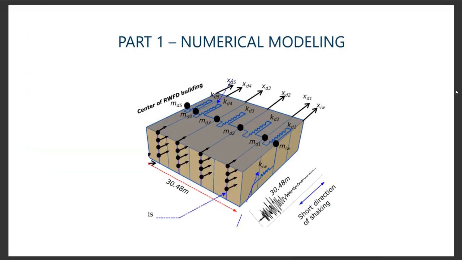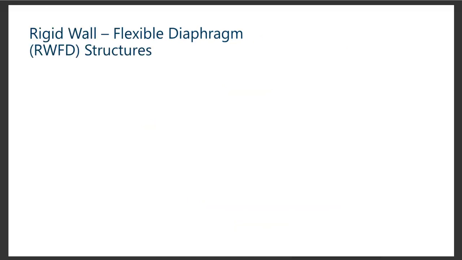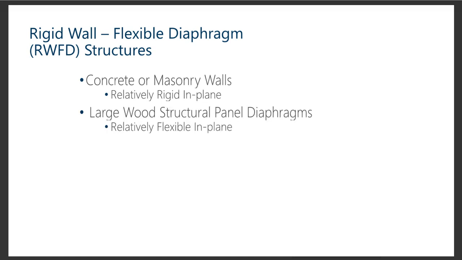So the numerical modeling, I'm going to talk about that briefly here to begin with, about how we analyzed these buildings in preparation of this new methodology. First of all, let's think about a rigid wall flexible diaphragm building as it was originally known, but it applies not just to rigid walls, but if you have rigid brace frames, it can apply just as well to that. And these are typically going to be concrete or masonry wall buildings that are relatively rigid and plain, but not always. As I mentioned, it can have brace frames and a big, large diaphragm.